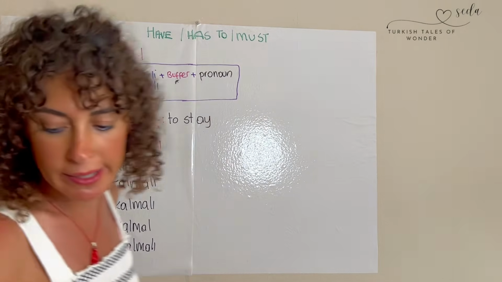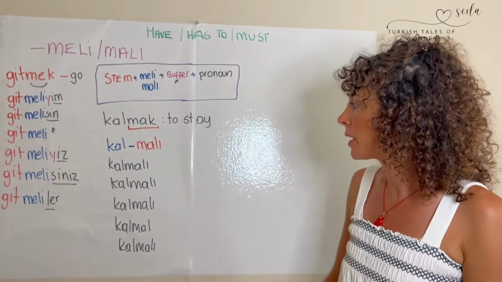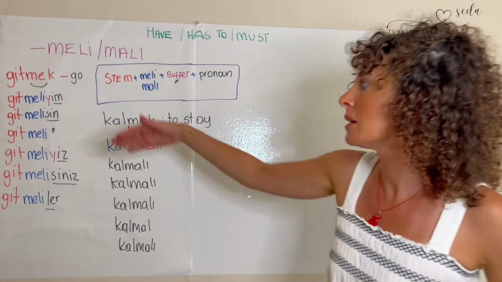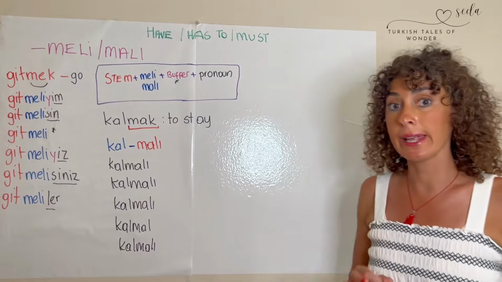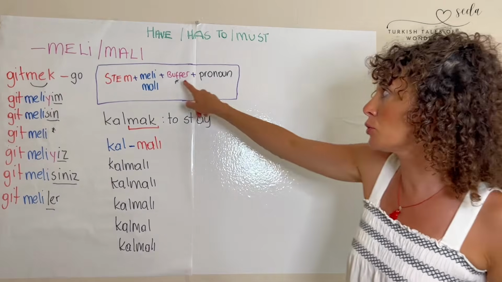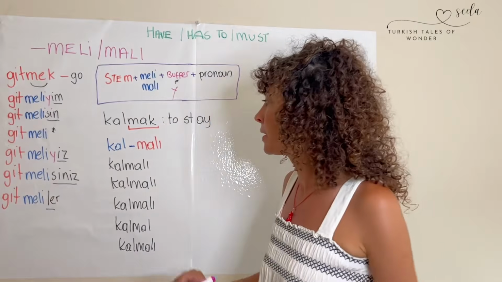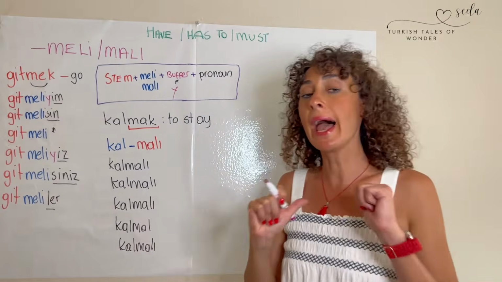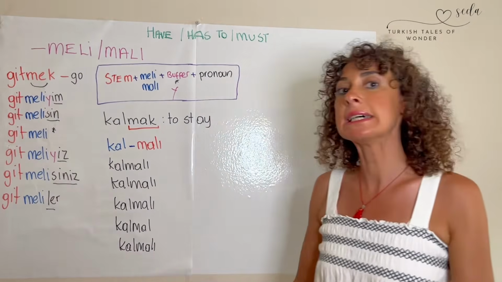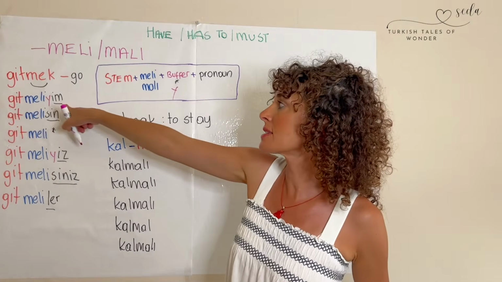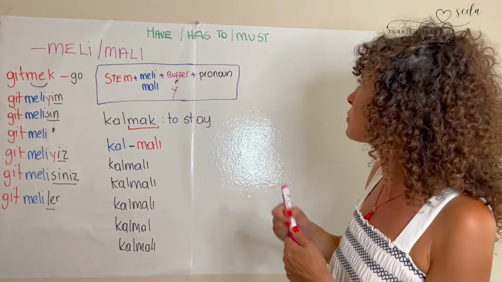Now, what do we need? We are gonna check. If we are gonna add a suffix starting with a vowel, then we will use the buffer letter Y. Okay, here. Kalmalı. Ben, I, kalmalı. What was our suffix for I? Let me write those to you, okay?